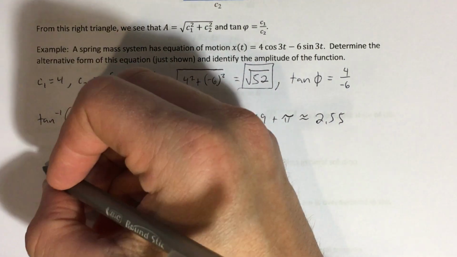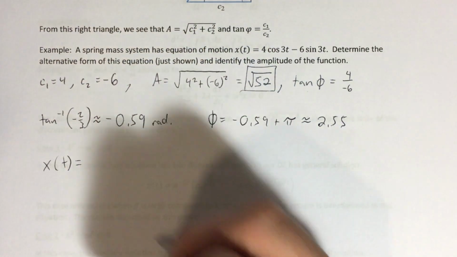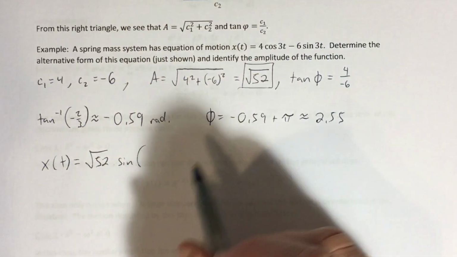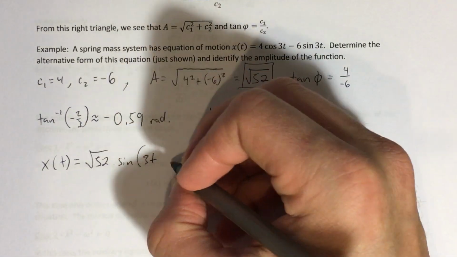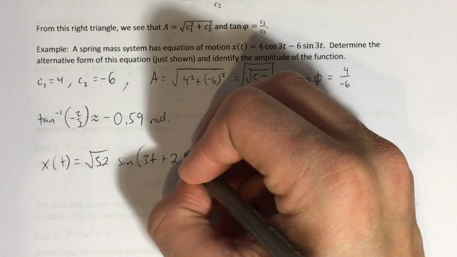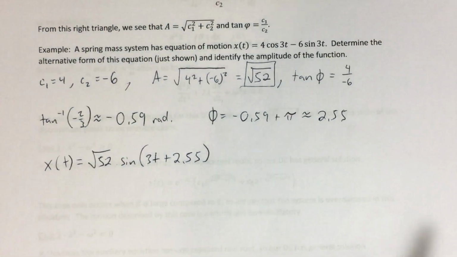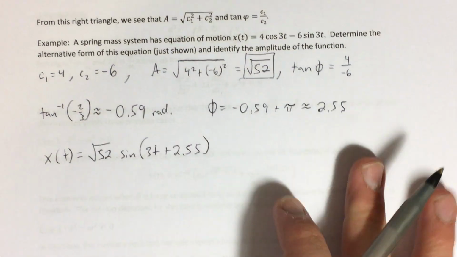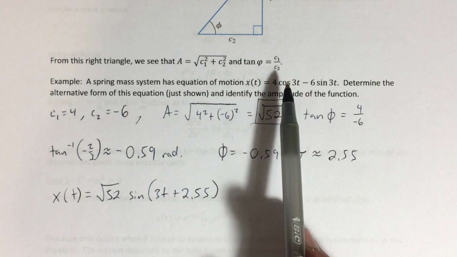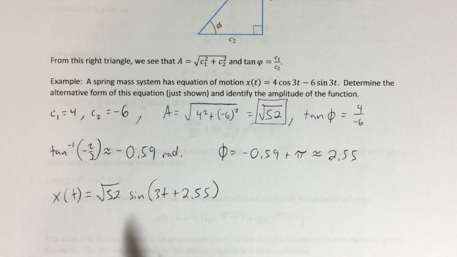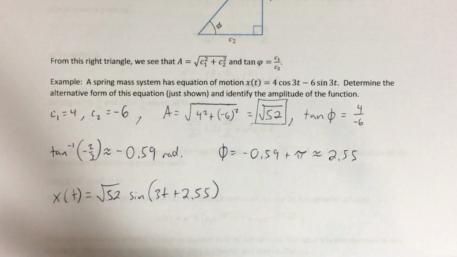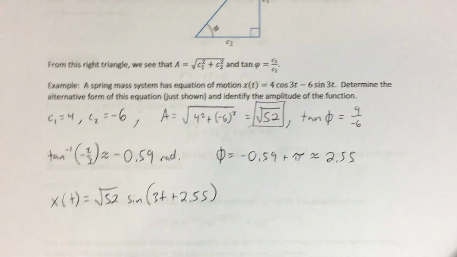So our function now, x of t is equal to our amplitude, which is root 52, times the sine of omega t. Remember, omega is just 3, it's already there, plus 2.55. Again, that 2.55 is an approximation, but that's good enough. So now if you were to want to check your answer here, obviously you can go into a graphing calculator, graph both of these functions separately. You should be seeing the same graph, or at least something so close because of that approximation right there. It's not exact. So close that it's enough to see that they're the same thing.